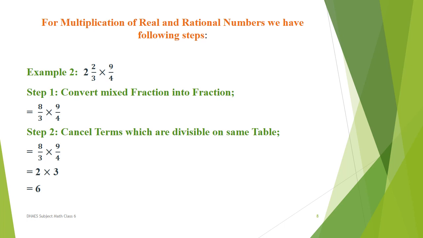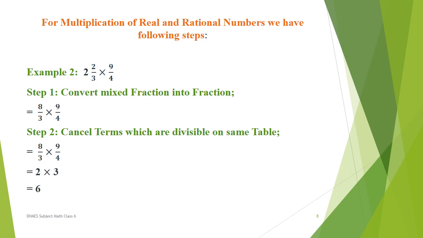Another example, for multiplication of real and rational numbers, has the following steps: 2 whole 2 by 3 multiplied by 9 by 4. First we convert this mixed fraction into a fraction. How do we convert it? 3 multiplied by 2 is 6. 6 plus 2 is 8. So 8 by 3 multiplied by 9 over 4.